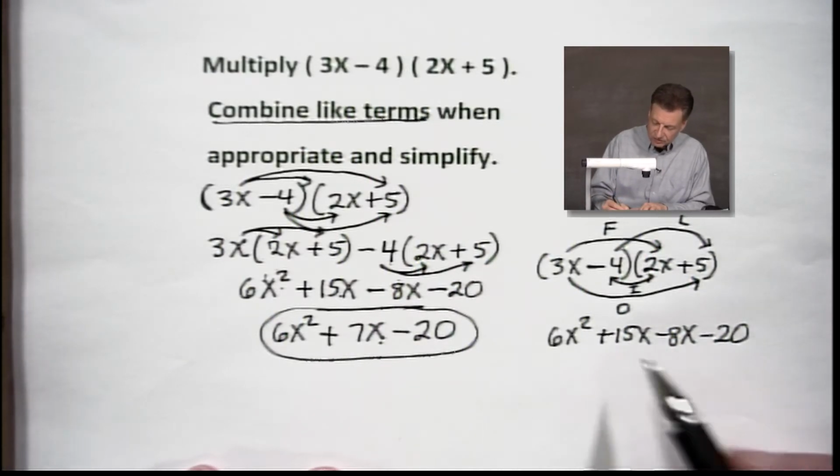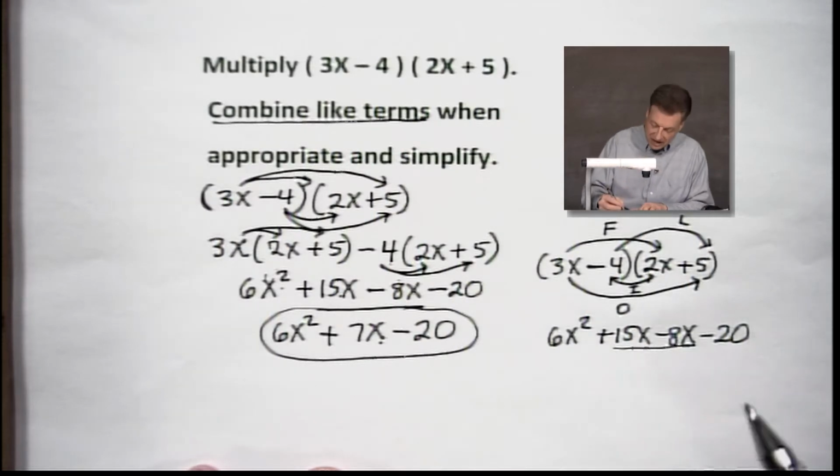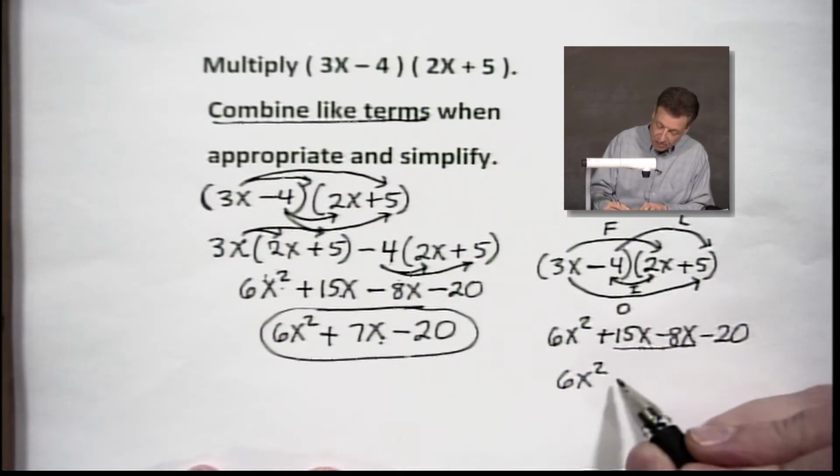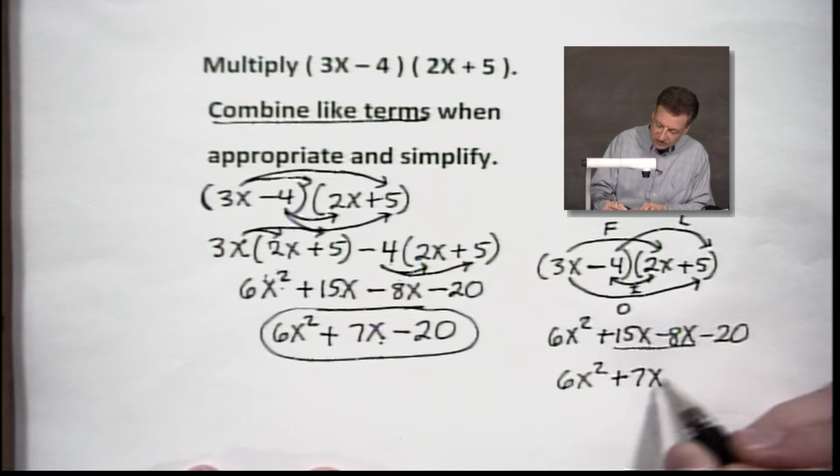And look what happens. We've got that like term situation once again. So again, bring them together. It's appropriate. Plus 7x minus 20.